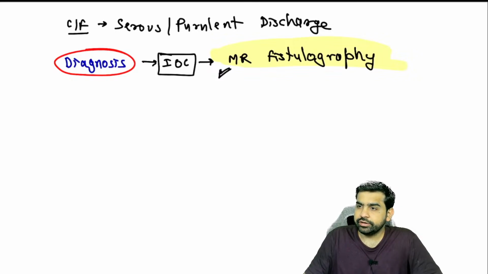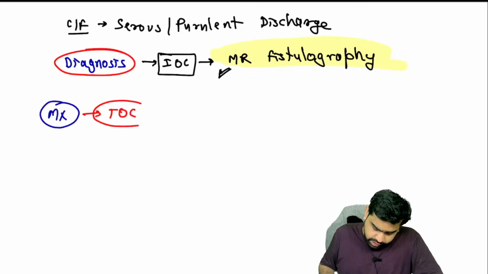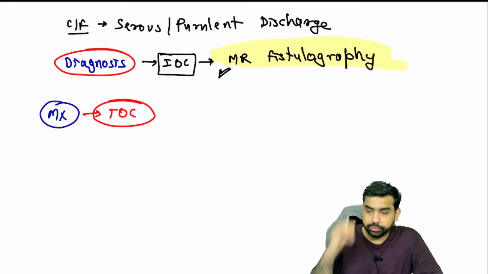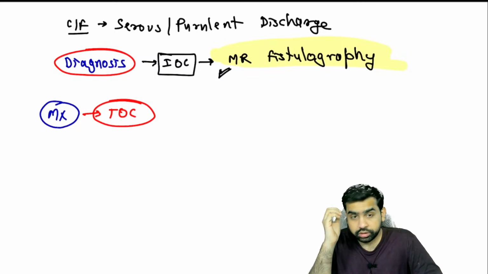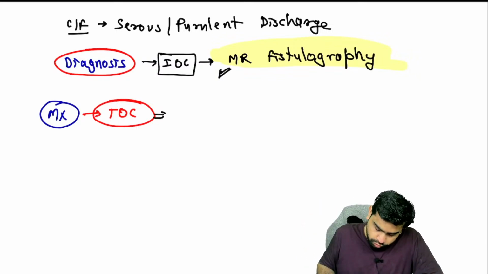Okay, and what else? Let's talk about the management. How are you going to manage the patients of this perianal fistula? What is the treatment of choice? The treatment of choice over here is not the fistulectomy, so please never mark it as a fistulectomy. The treatment of choice over here is a fistulotomy.